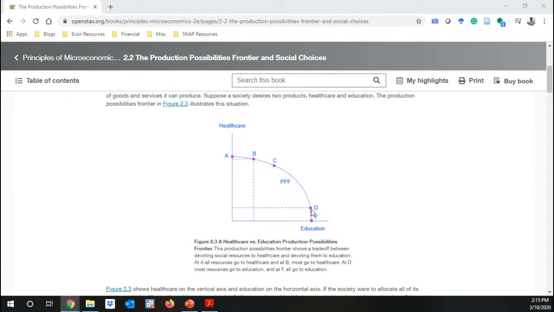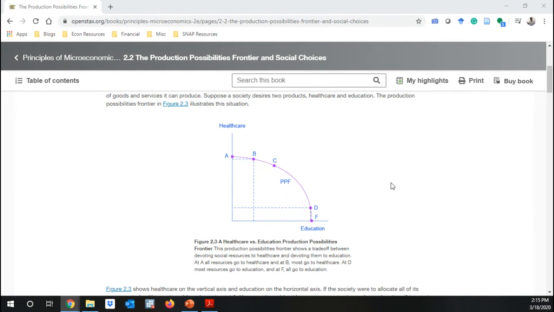Points B, C, and D all represent some allocation of resources that gives us some healthcare and some education. So all that we have here is just the trade-off between healthcare and education. If we want to go from producing all of our resources towards healthcare, and we want some education, we need to give up a little healthcare to get education, moving from point A to point B. If we want to gain a little bit more, we need to give up more resources, and we move from point B to C, C to D, D to F, etc.